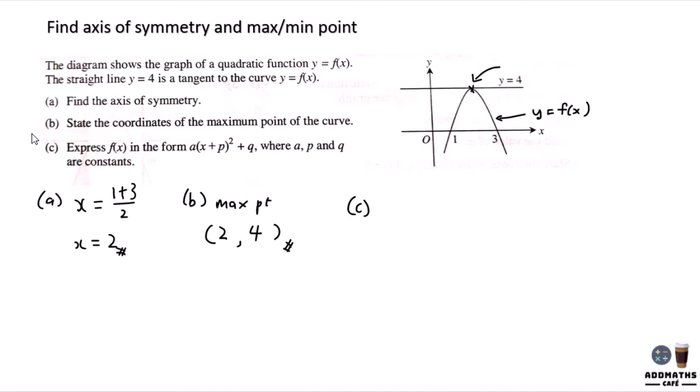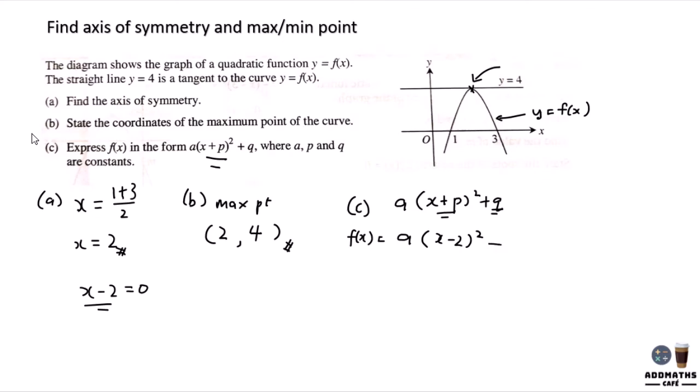And C, you are required to express the equation in terms of this form. So you already know that the axis of symmetry is on this part and the maximum value will be on this part. You know that x equal to 2, if I bring back x minus 2 equal to 0, this will be in this part. So I just substitute in f(x) equal a(x minus 2) squared plus q, where q will be your maximum value over here, 4.